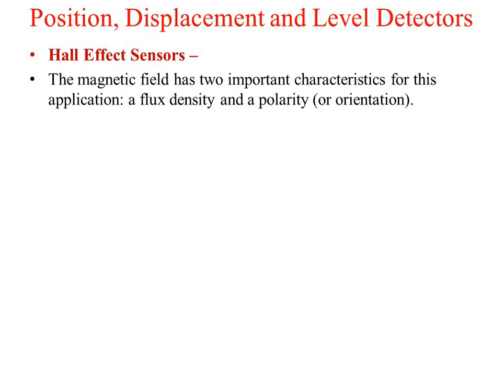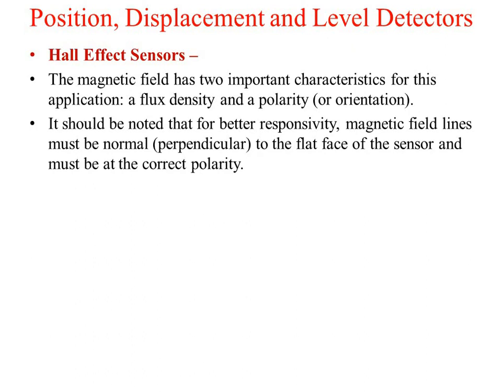Magnetic field has two important characteristics for this application: a flux density and a polarity. When you change the polarity of your magnet, S and N pole, the polarity of your output also changes. It should be noted that for better responsivity the magnetic field lines must be normal or perpendicular to the flat face of the sensor, and it must be of the correct polarity.